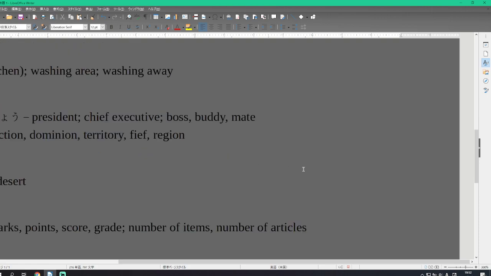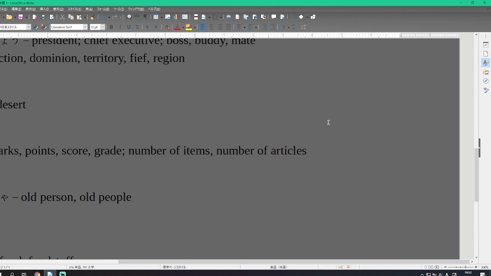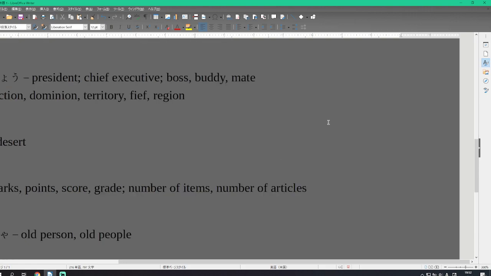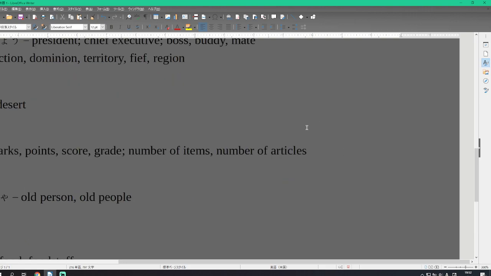Marks, points, score, grade, or number of items is tensu. Tensu, or your number of marks that you received on a test. An old person or old people is a koresha. With a high age and a toothy order. Koresha is an old person or old people.